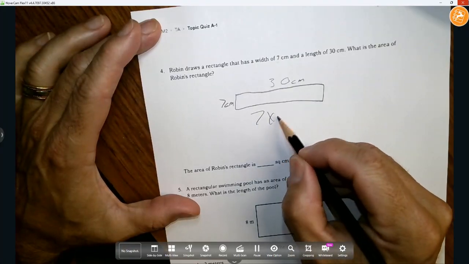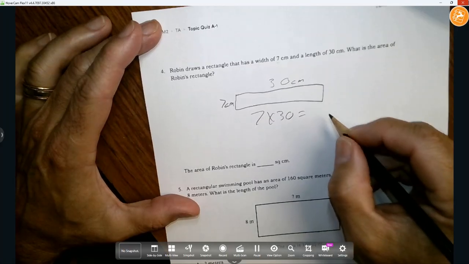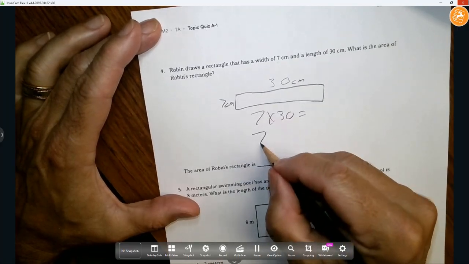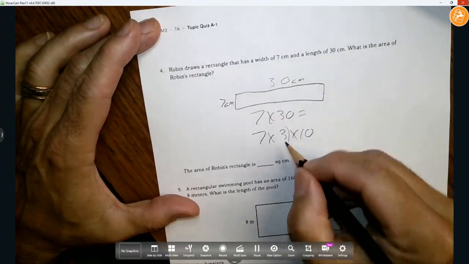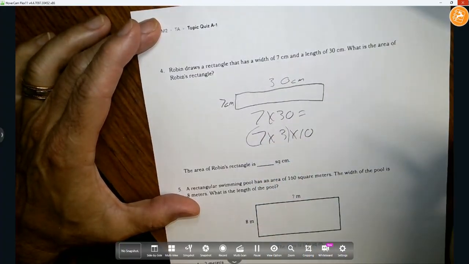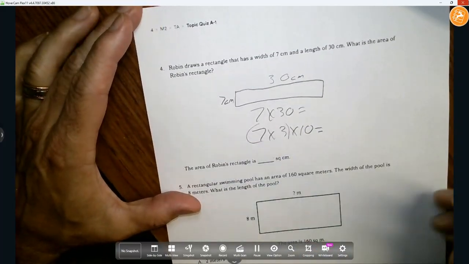So 7 times 30 equals blank. Remember, they already have the centimeters squared down there for us. You don't have to figure it out. If you want to break this down more, break it down that way. Do this part in the parentheses first, then solve the other part and put that number down here, right there.